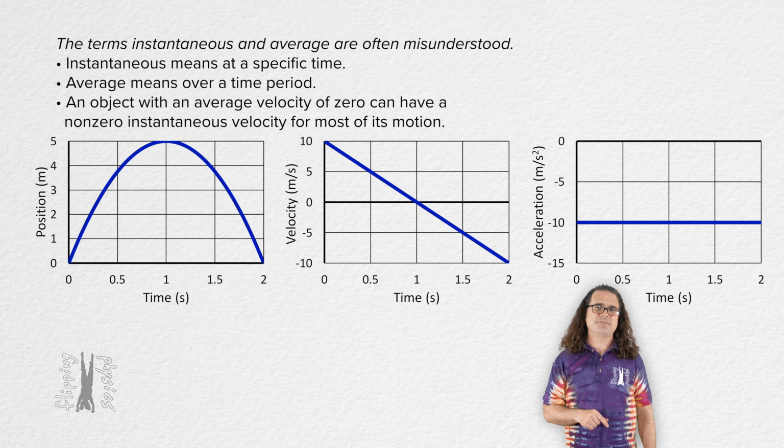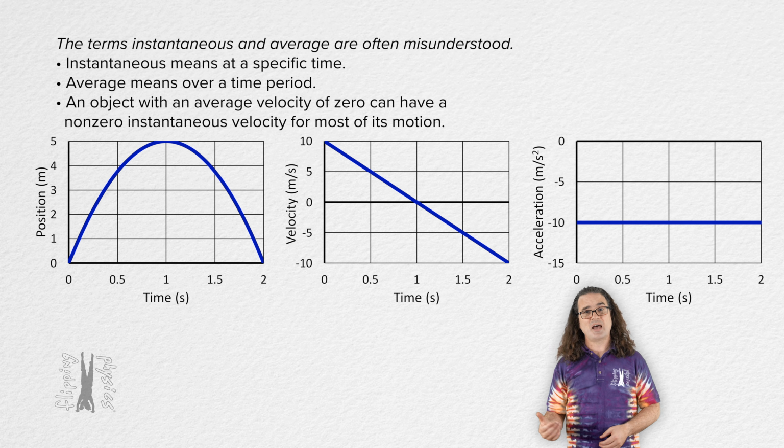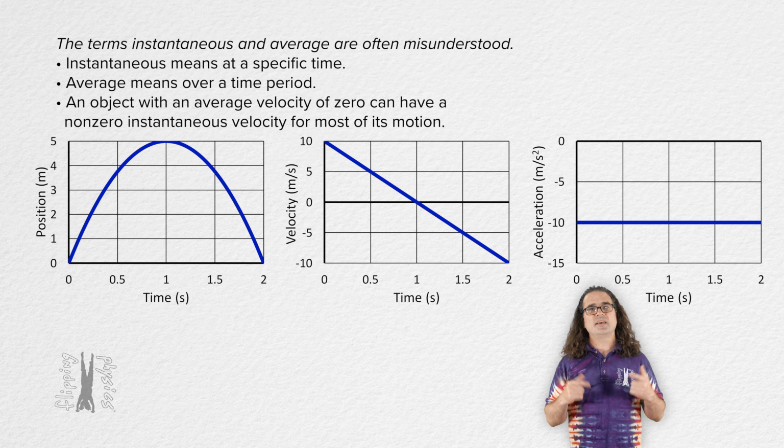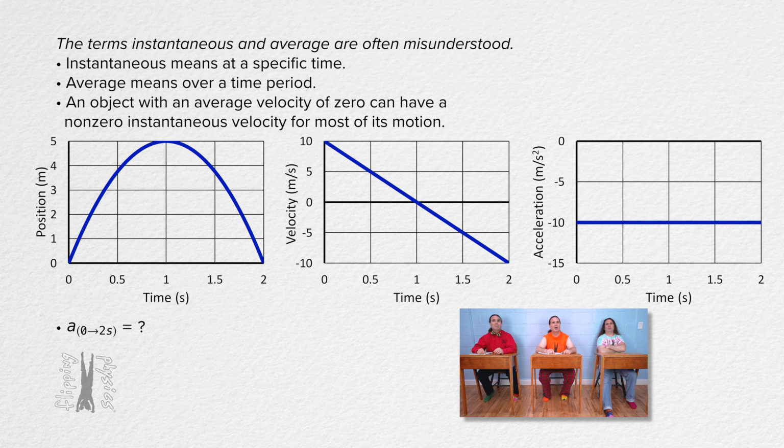Okay, you know what? Let's look at some graphs of the motion of a single object. These are the graphs of the position as a function of time, velocity as a function of time, and acceleration as a function of time for the motion of an object. Bobby, what is the acceleration of the object from 0 to 2 seconds? Well, the line on the acceleration versus time graph is horizontal at negative 10 meters per second squared. So it looks like it is always negative 10 meters per second squared. And is that an instantaneous or average acceleration?